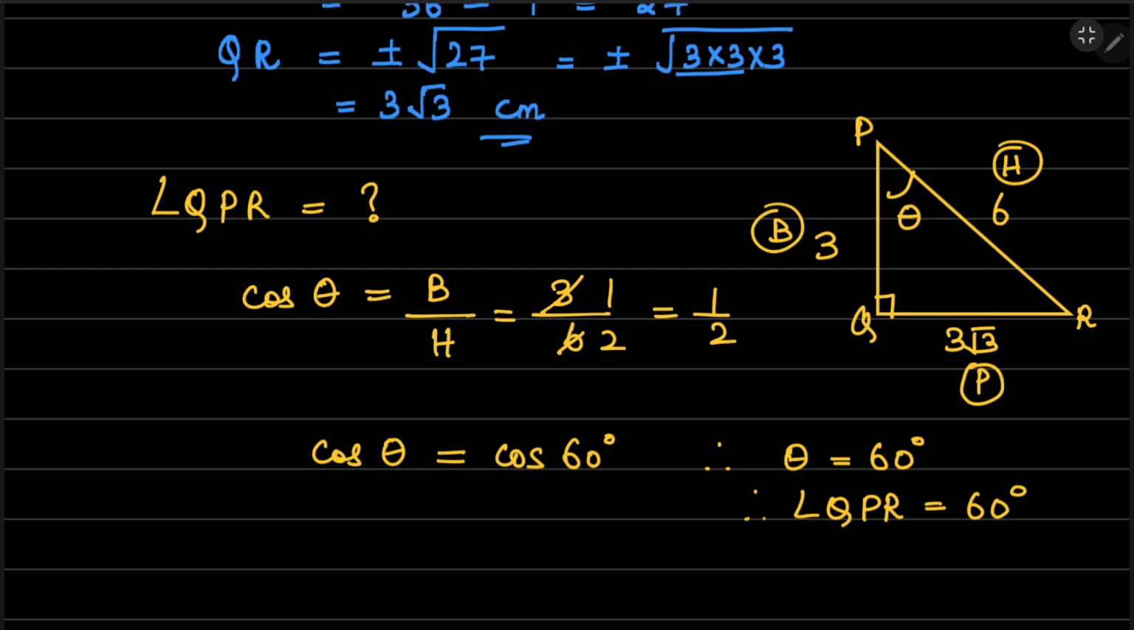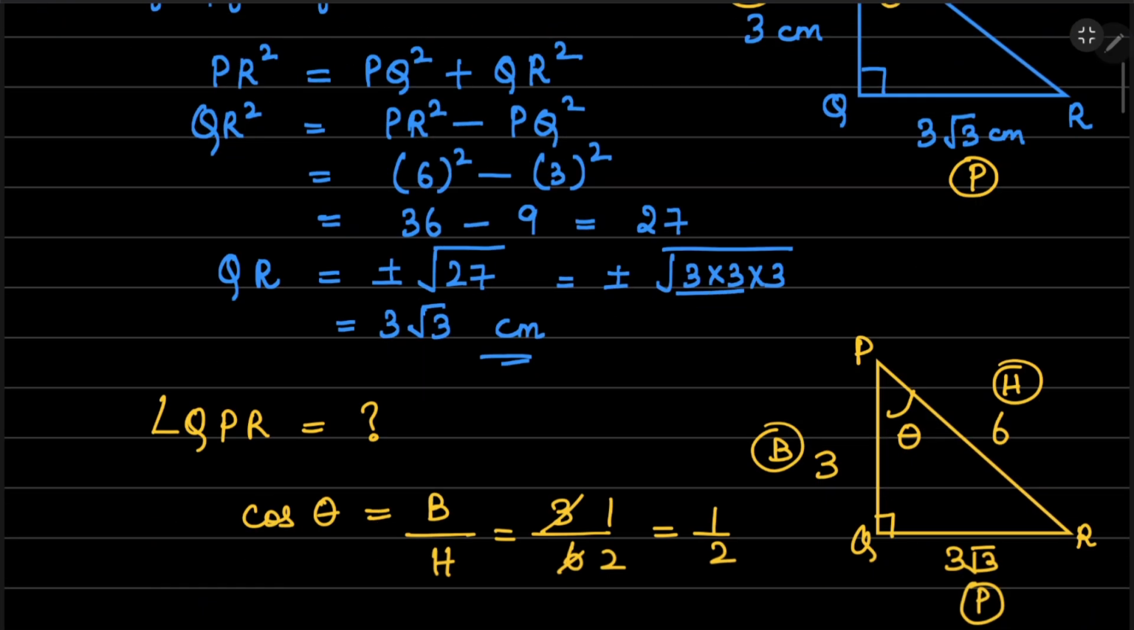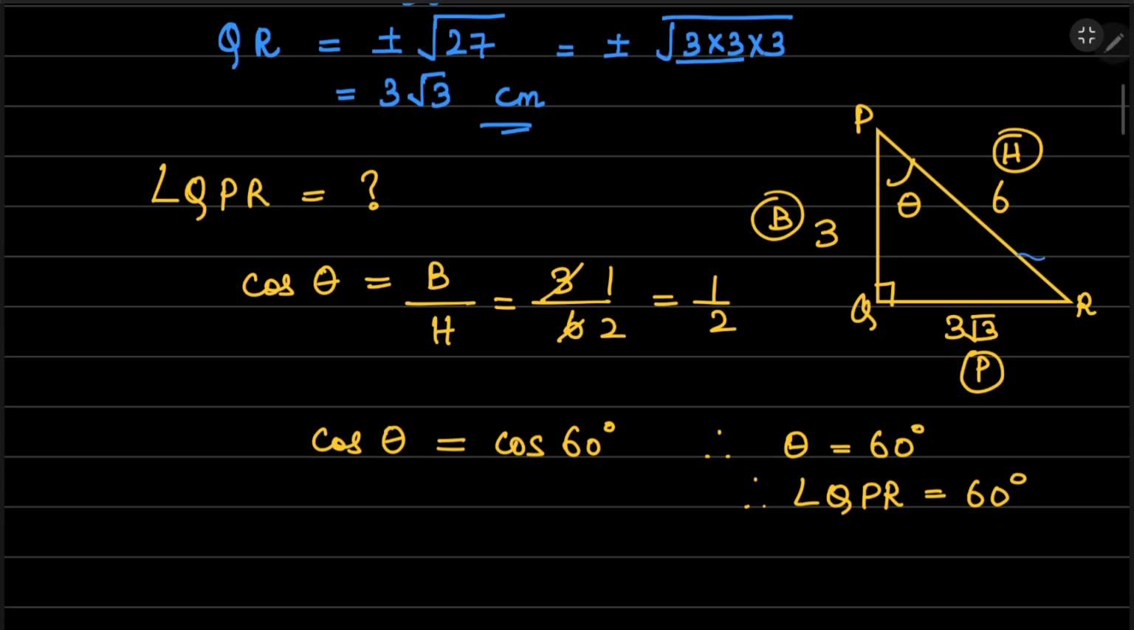Now, the second angle that you are asked is angle PRQ. Where is angle PRQ? This is your PRQ. Now, if this is theta, or theta dash, then which is your perpendicular? This is your perpendicular. This is your base. QR is your base and PR as usual is your hypotenuse.